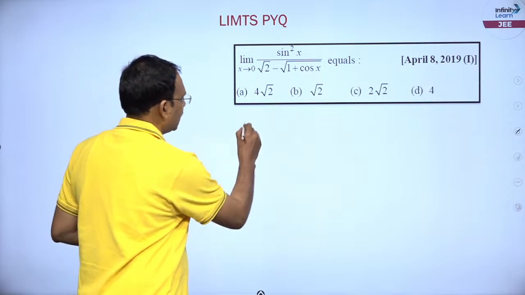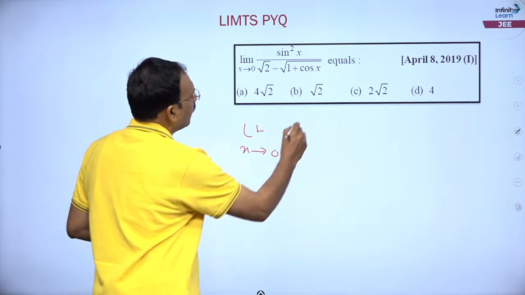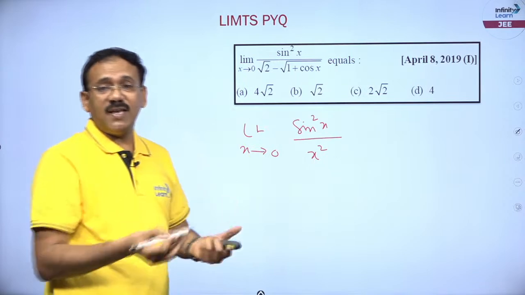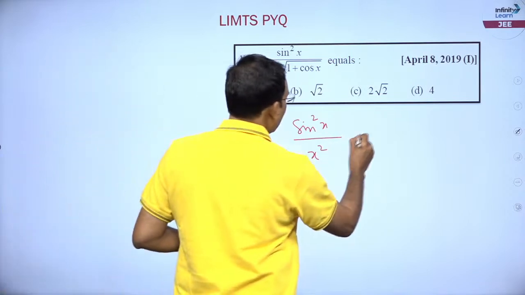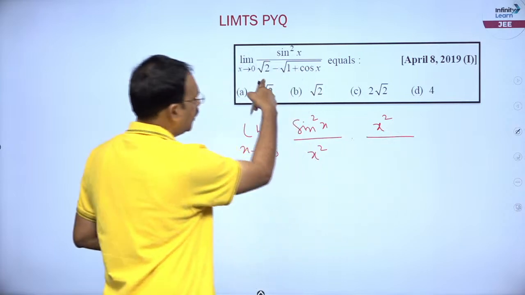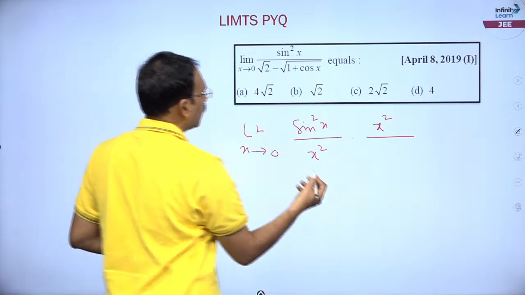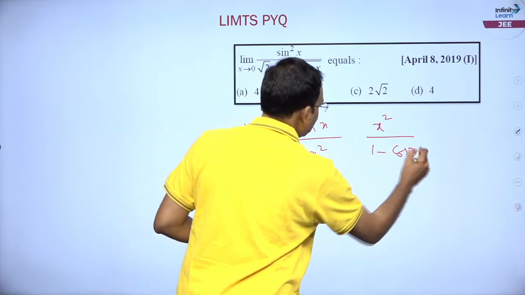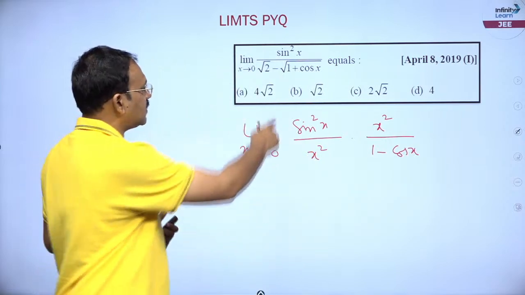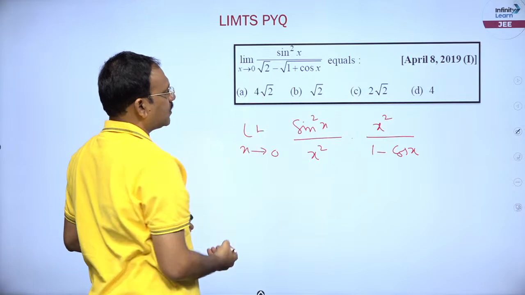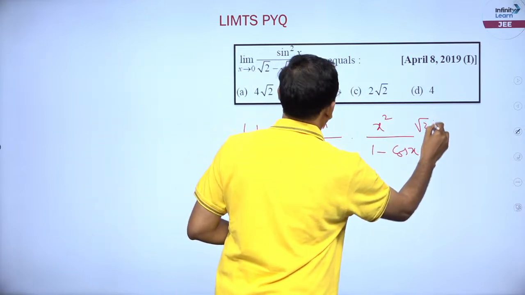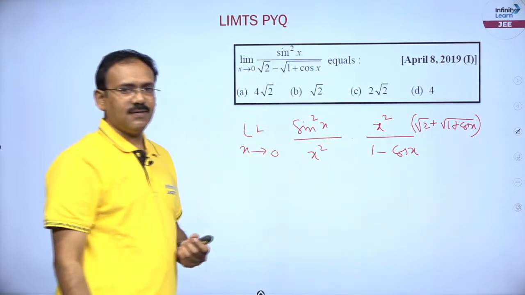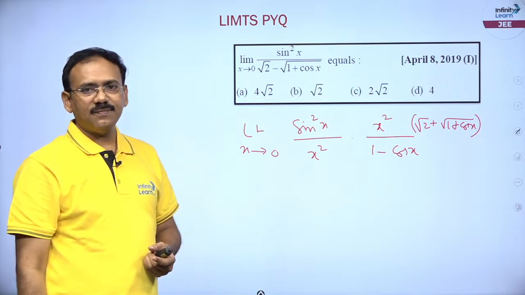Step 1: whenever sin square x is there, I just write x square, so that sin x by x, limit x tends to 0, is 1. Here also I write the same x square. You just rationalize this, where you are going to get 2 minus this, which will become 1 minus cos x. I have multiplied here with root 2 plus root of 1 plus cos x in the numerator and denominator. Is this clear?